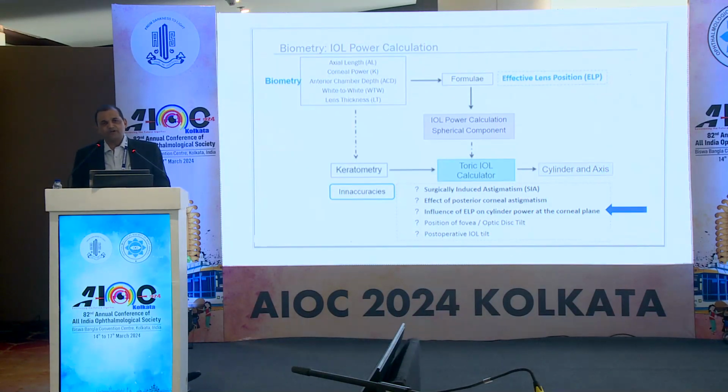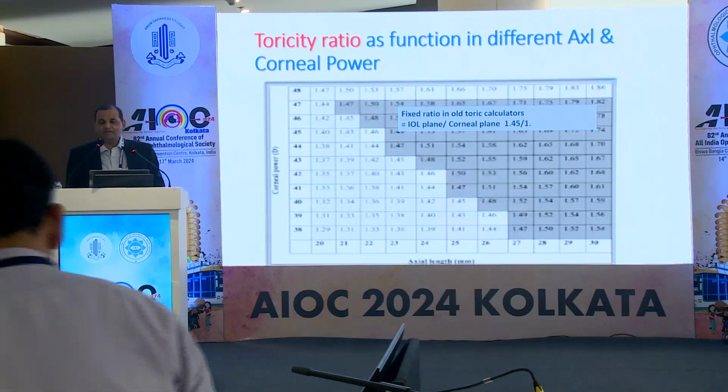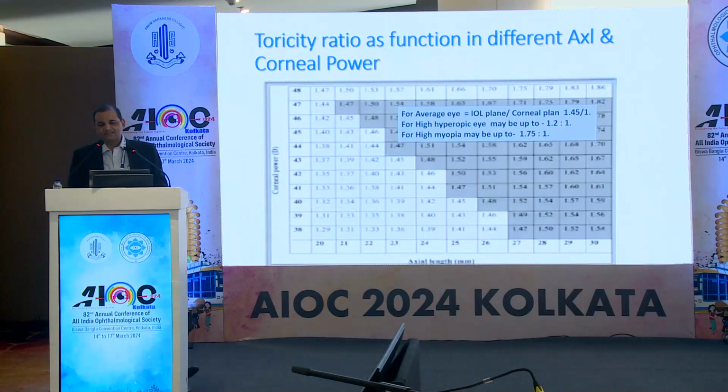Another important thing to understand is the ELP effect influence on the cylindrical power. Usually all toric calculators initially consider a fixed ratio. You want to correct the corneal power by 1.5, then the IOL correction is around 2.25. The fixed ratio was considered as 1.46 to 1. But suppose you have a highly myopic patient or a hyperopic patient, this ratio changes.